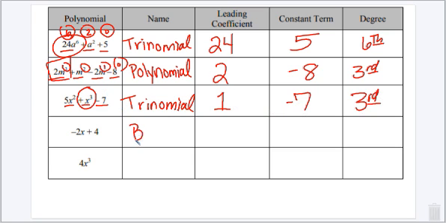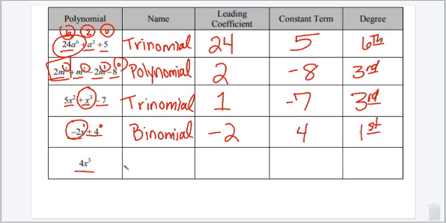When you did this one, hopefully you recognized it as a binomial because it has 2 terms. The leading term is this one because it has the exponent of 1. This has the exponent of 0. So the leading coefficient here is negative 2. The constant is 4. The degree is first degree.